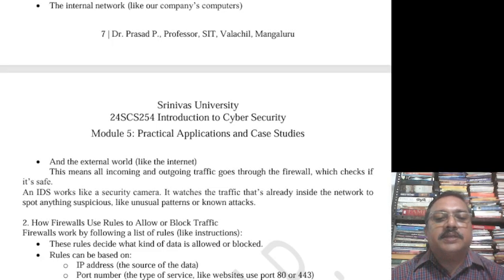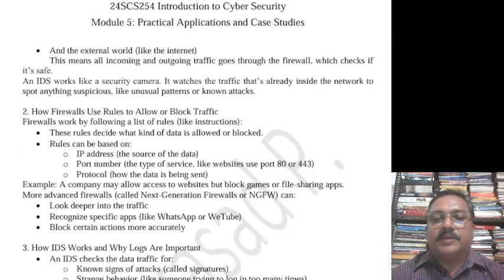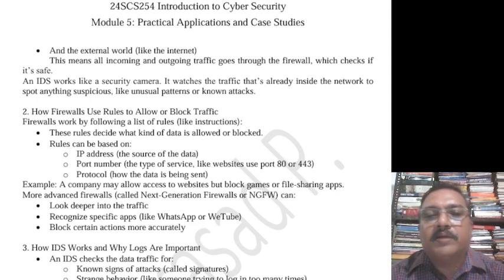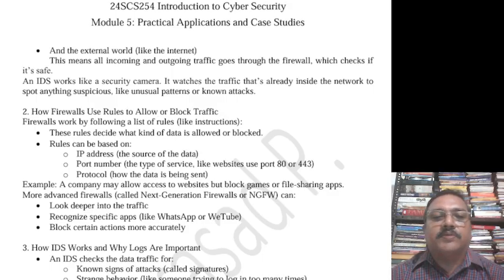And an IDS works like a security camera. It is not a passage through. It's just a camera. It watches the traffic that is already inside the network to spot anything suspicious, like unusual patterns, comparing them to already known attacks or known patterns of attack.